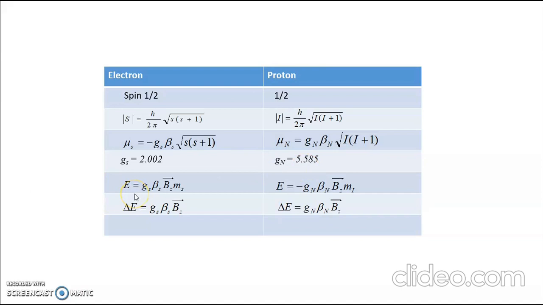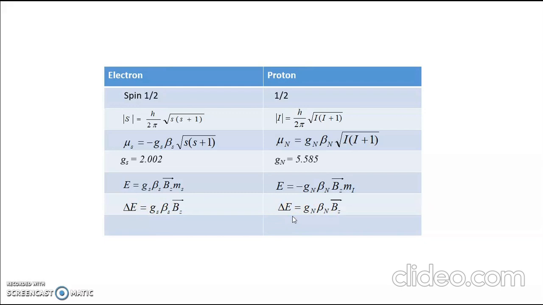Now, the degenerate energy levels for electron spin and nuclear spin states are given by the energy equation, where Ms and Mi are the orientations of the spin, nuclear spin or electronic spin, plus or minus half. And in the presence of an external magnetic field, there will be Zeeman splitting, and the energy separation for electron spin states is delta E here, and delta E for the nucleus is this.